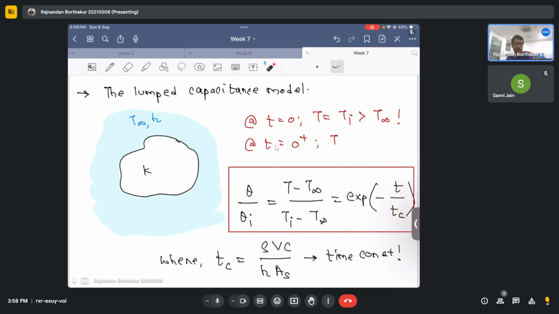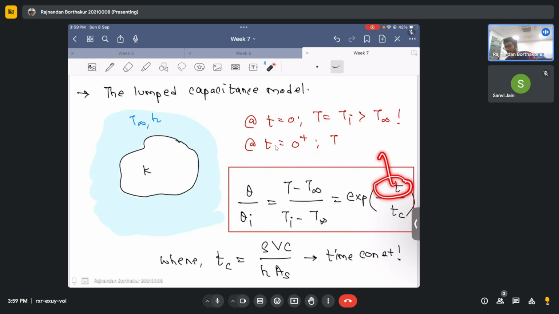Now it's important to understand that in this temperature distribution, theta is nothing but this transformed temperature that we are writing. It's just another way of representing your temperature variable T. So it's important to understand that your temperature is exponentially decaying with time in a lump capacitance model, which means, let's see what happens at time t equal to infinity.